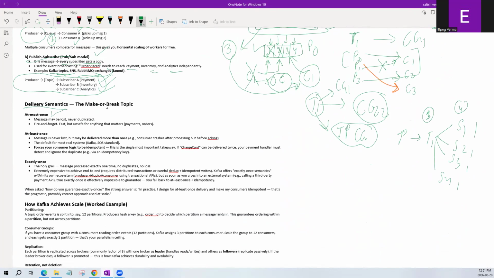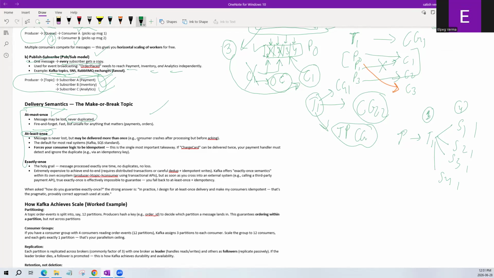We have three semantics. At most once: the message may be lost, but is never duplicated. At most once means the message will go only one time. Fire and forget. It will send one message and then disappear. At least once: at least one time it will go. It can create duplicate messages as well.